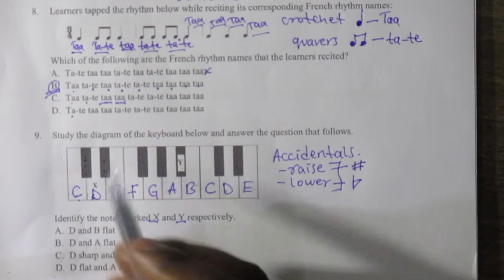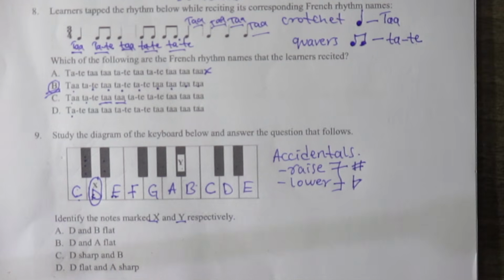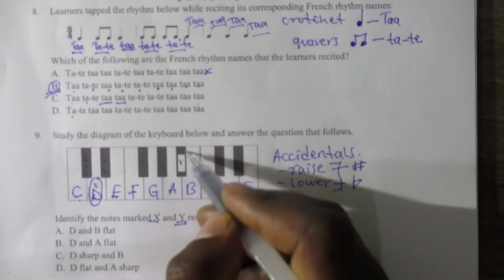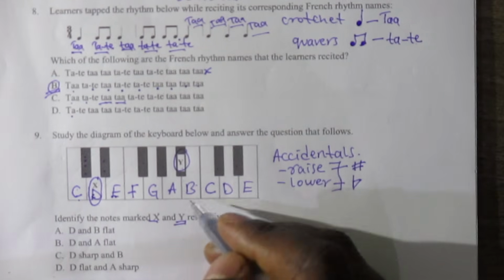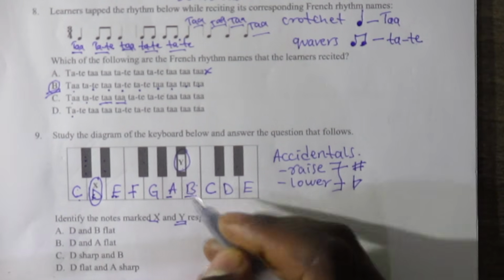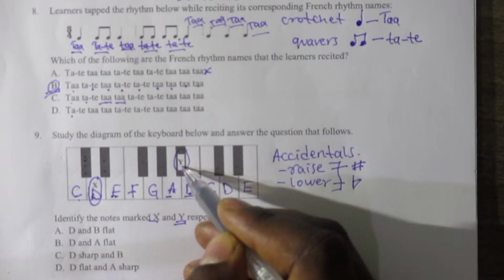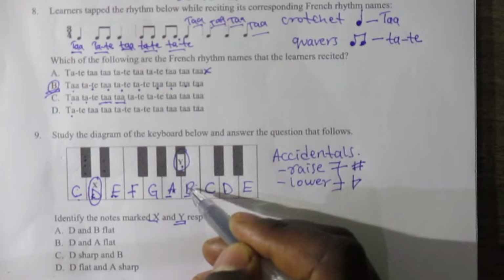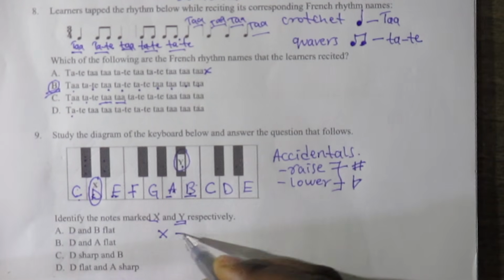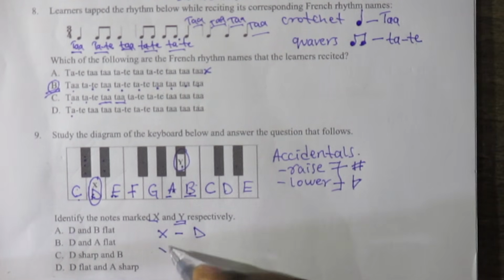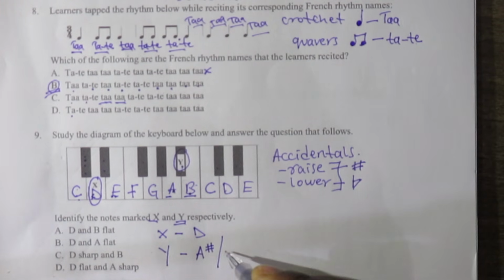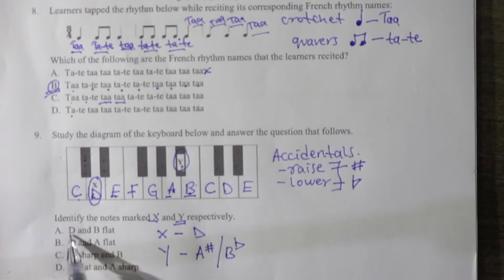Now, note X is here, which is a D, and note Y is here. So it is an accidental, which is between A and B. So this one can either be A sharp or B flat. So we have said X is D. Y can either be A sharp or it can be B flat. So our first answer is D and B flat.